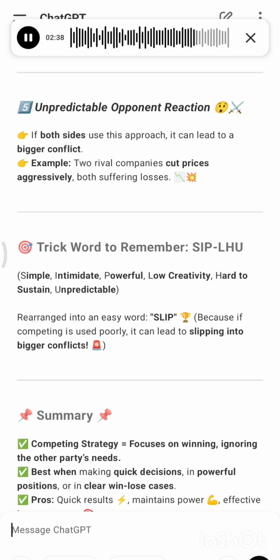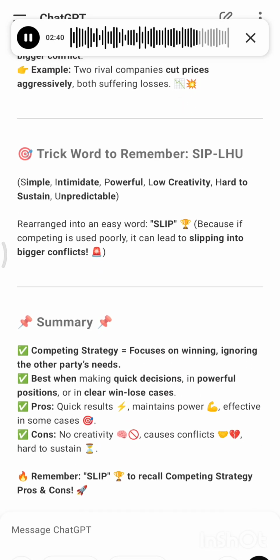Trick word to remember: SIP LHU. I: intimidate, powerful, low creativity, hard to sustain, unpredictable. Rearranged into an easy word, slip, because if competing is used poorly, it can lead to slipping into bigger conflicts.